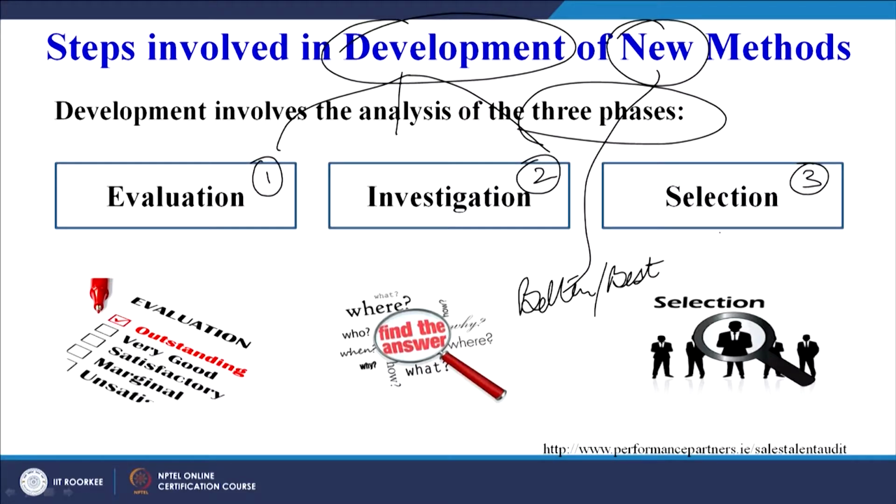It must be better or best as compared to our current method of doing the work. So, the steps involved are very clearly depicted here: the evaluation, investigation and selection. What we need to evaluate? We need to evaluate the alternatives which we have developed, which we have listed after the critical examination of the current method of doing the job using the questioning technique.